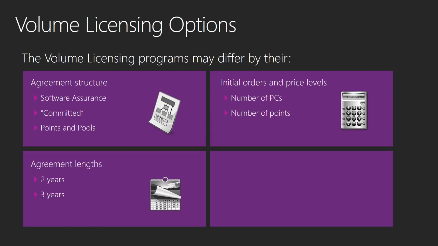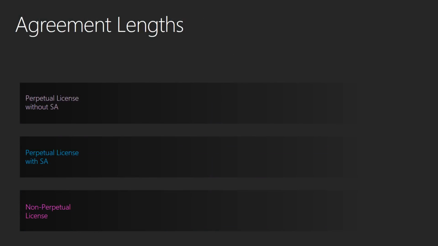On to our next difference then, which is that the volume licensing programs may differ by their agreement lengths. For example, an open agreement is 2 years long, while an enterprise agreement lasts for 3 years. But what does this actually mean for the different program types? Looking at agreement lengths then, I've got three scenarios which we'll go through here. A perpetual license without software assurance, a perpetual license with software assurance, and then finally a non-perpetual license.